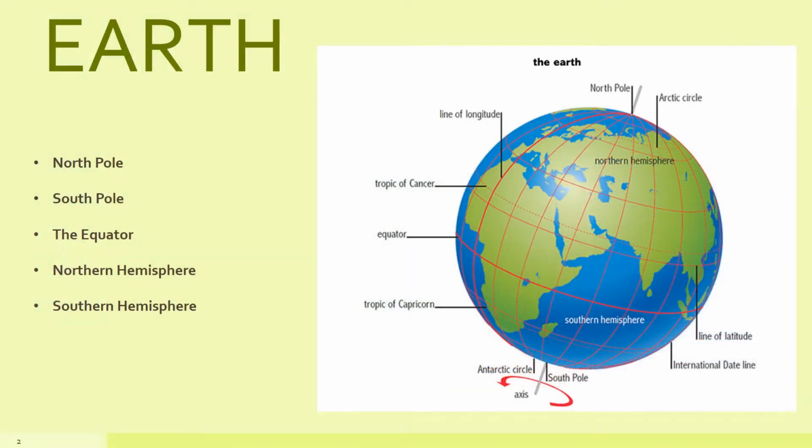Earth is a planet in our solar system. The equator bisects or divides the earth into two parts. They are called the northern hemisphere and the southern hemisphere. On the ends of the earth's axis, we have the North Pole and the South Pole respectively.